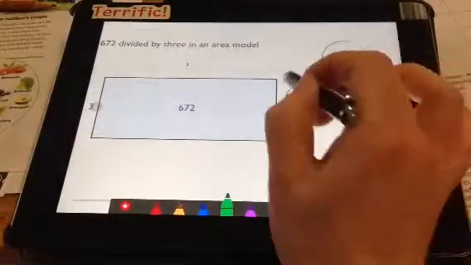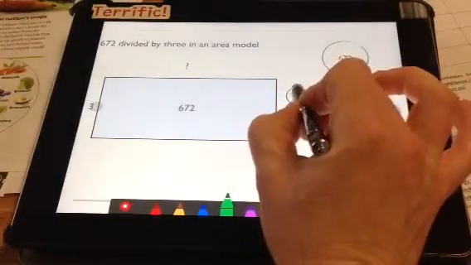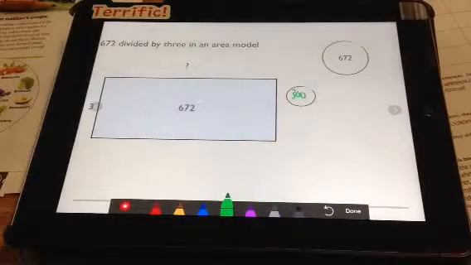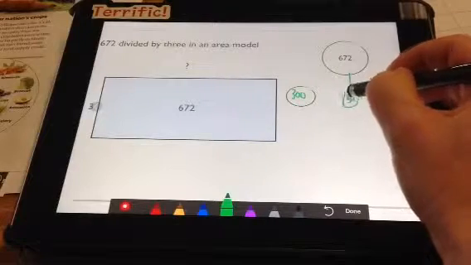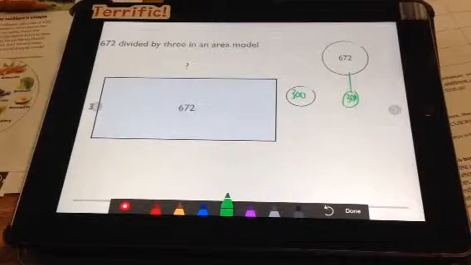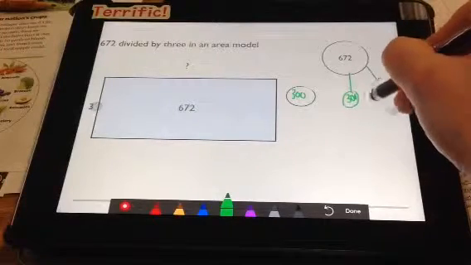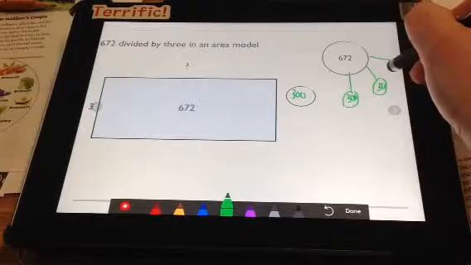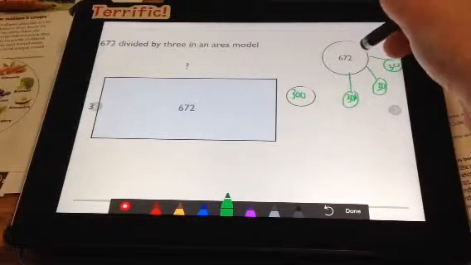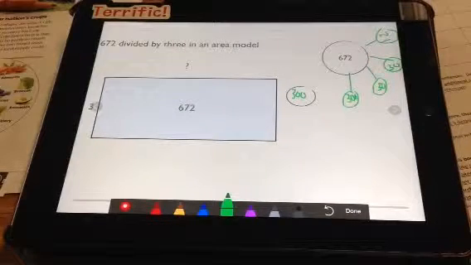And I'll tell you, I have 600s. Well, I know that 3 works with 300 real easy. It's just 100. So I'm going to do that a few times. So that gives me 600. And I know that 3 works with 30. That's 630. 660. And I am left with 12. 672.